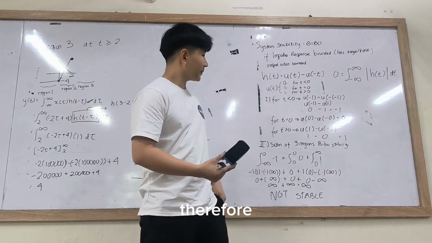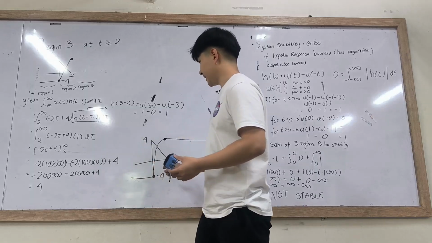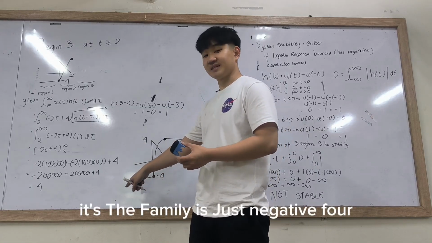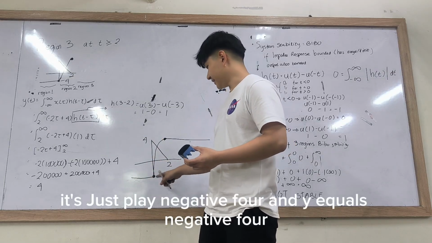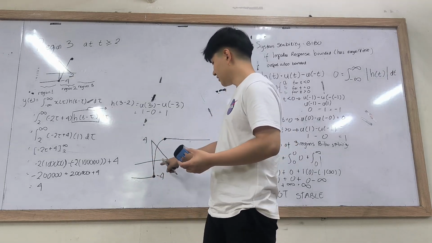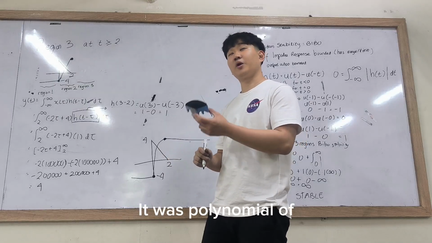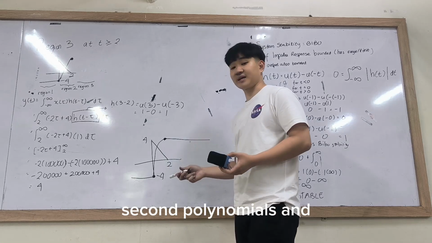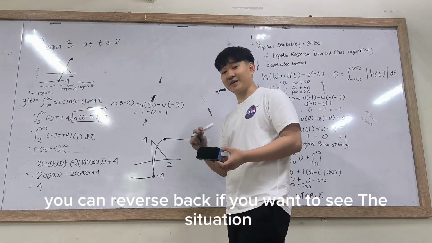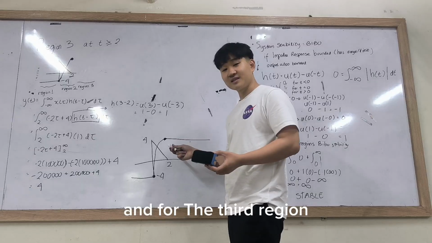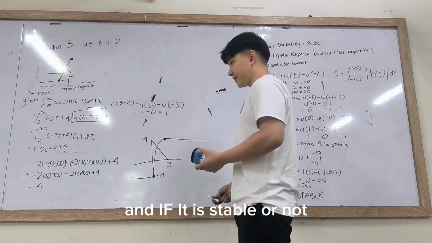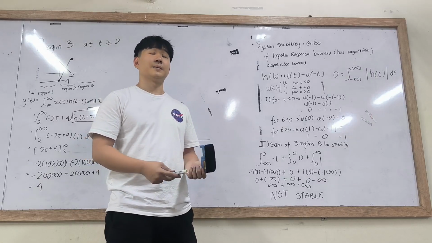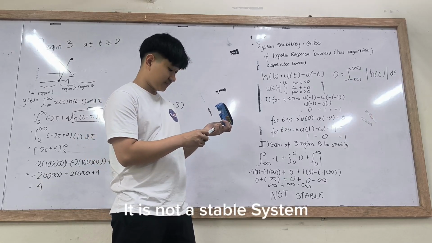So, as a short recap, first of all, this is what the sketch looks like. For the first region, the value is just plain negative 4, at y equals negative 4. For the second region, it was a second-degree polynomial, and you can rewind if you want to see the exact equation. And for the third region, it is always 4. And if it is stable or not, the answer is no. It is not a stable system.